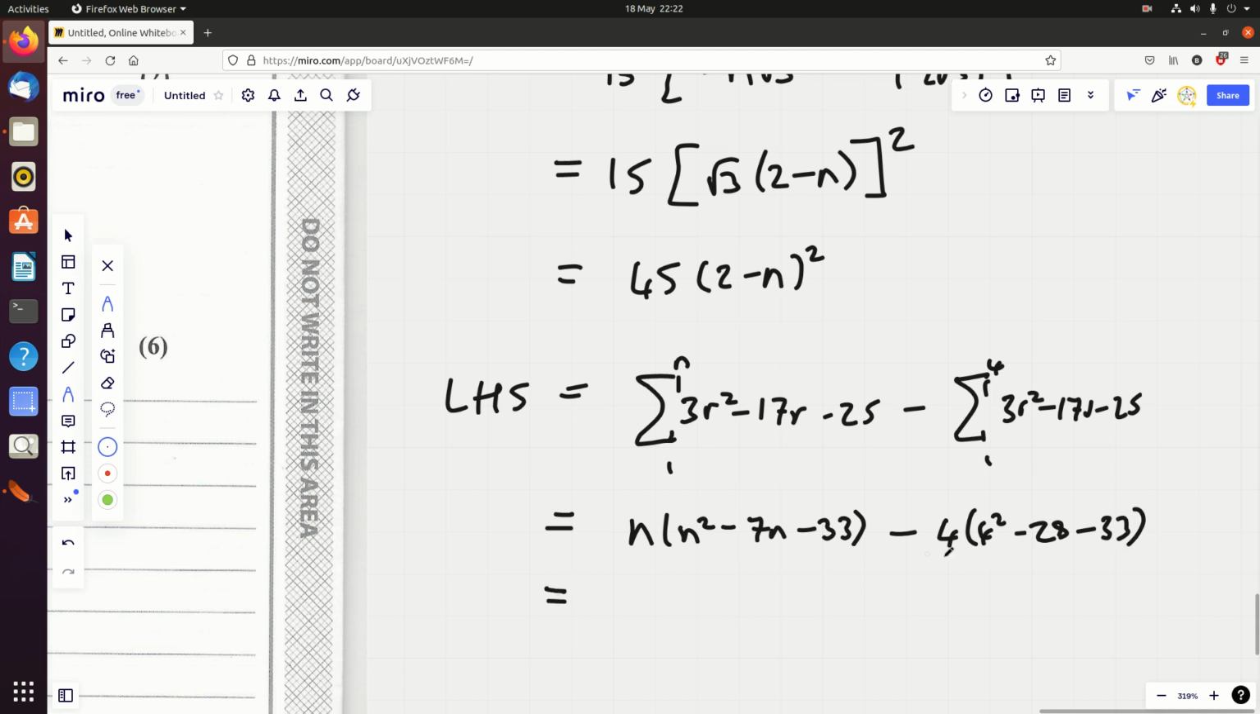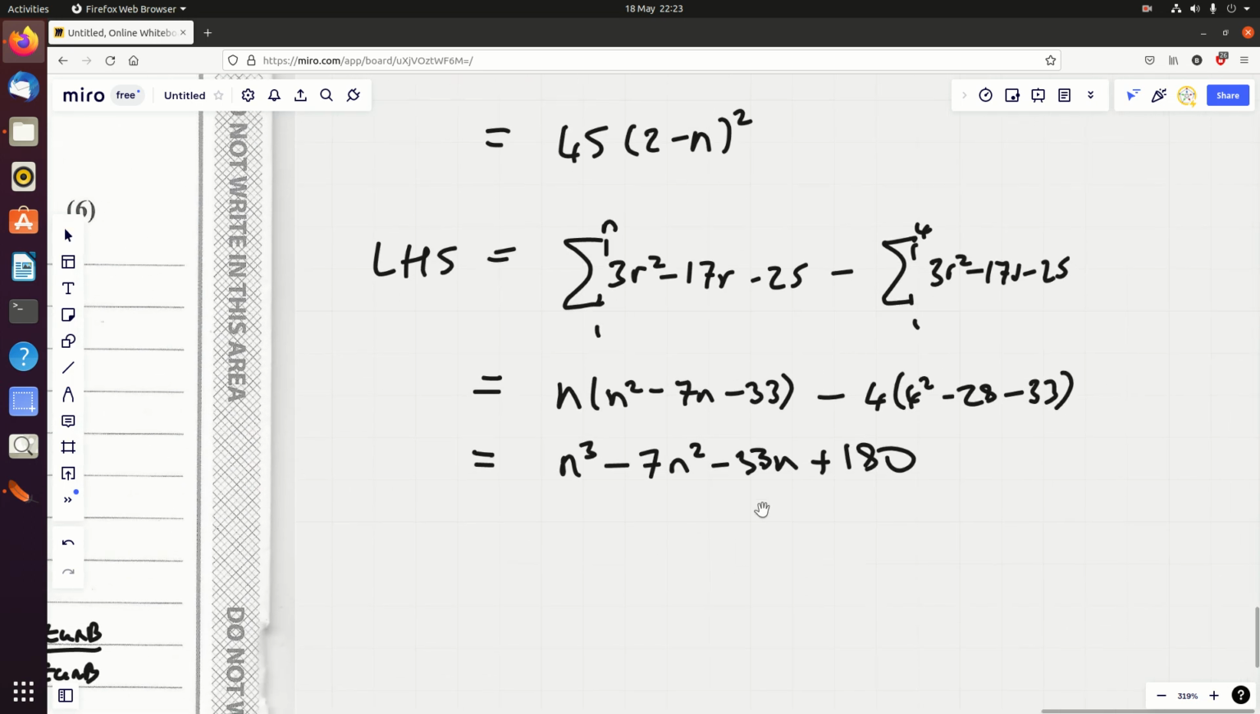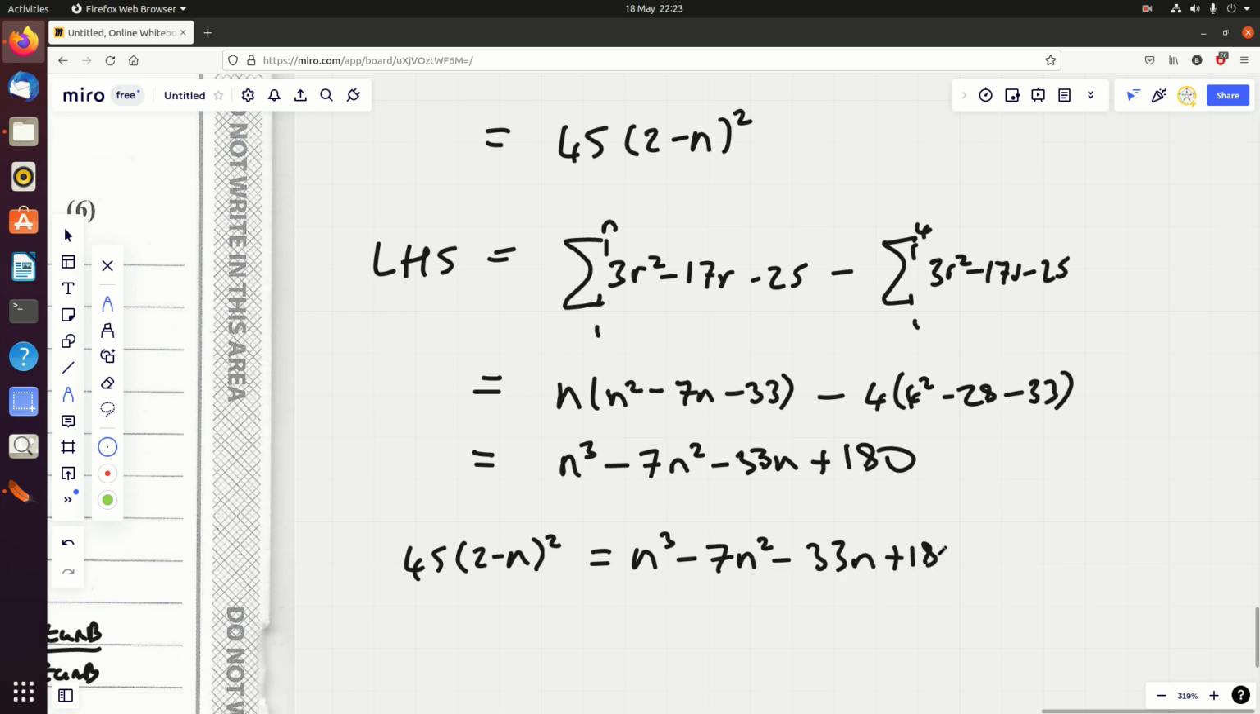Okay, so I've just plugged in here n is 4 into this formula because it's just the first 4 terms, and then I'm just going to simplify it. So that ends up actually being plus 180. So I get n cubed minus 7n squared minus 33n plus 180. Now, they said the left-hand side equals the right-hand side. So let's actually use that. What we're going to have is 45, 2 minus n squared equals n cubed minus 7n squared minus 33n plus 180.